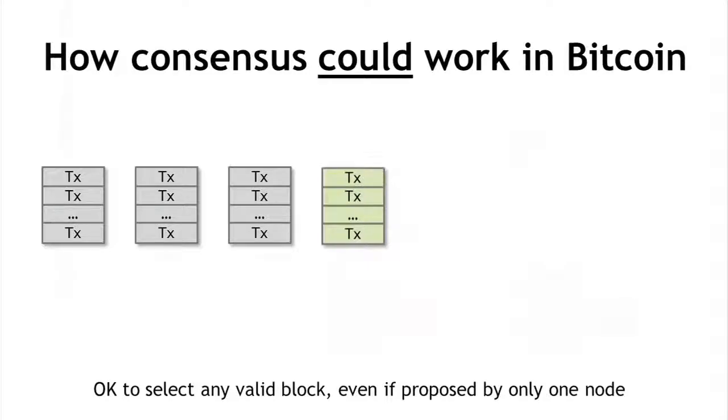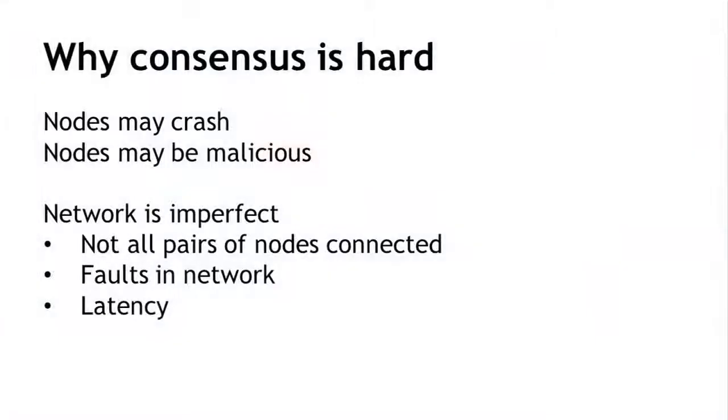Doing things this way is a really hard technical problem for a variety of reasons. There are some obvious ones. Nodes might crash and nodes might outright be malicious. But also because the network is highly imperfect. It's a peer-to-peer system. Not all pairs of nodes are connected to each other. There could be faults in the network because of poor internet connectivity and so on.